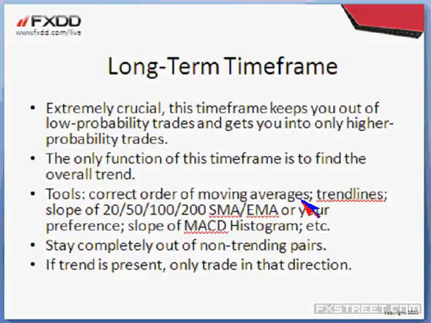In an uptrend, the correct order of moving averages will be the longest term moving average on the bottom, followed progressively higher by shorter term moving averages. In a downtrend, just the opposite. It's going to have the longest term moving average on the top, followed progressively lower by shorter term moving averages, with the shortest term on the bottom. That is the correct order of moving averages. That's my main technique for looking at the long-term time frame for this strategy.